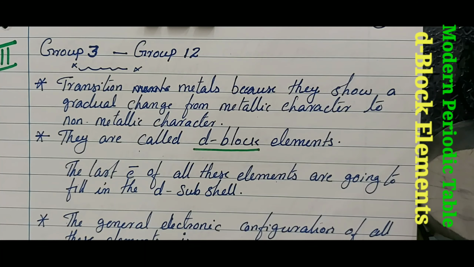If you check the electronic configuration, you can see their last electron is going to the D subshell. That's why we call them D-block elements. So group 3 to group 12 elements are called D-block elements. Now we studied the general configuration of S-block elements, that was ns 1 to 2. Now the question is, what is the general configuration of D-block elements?